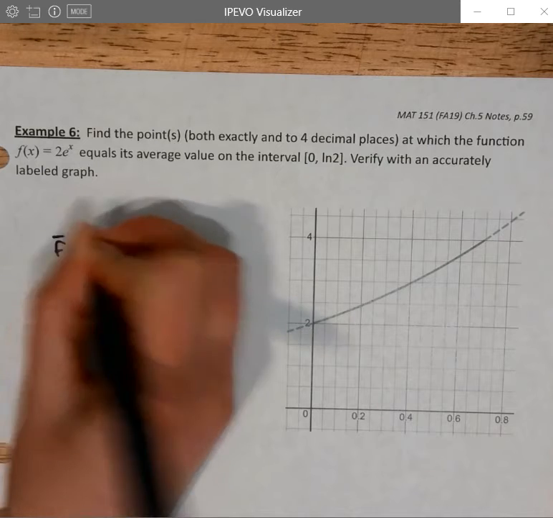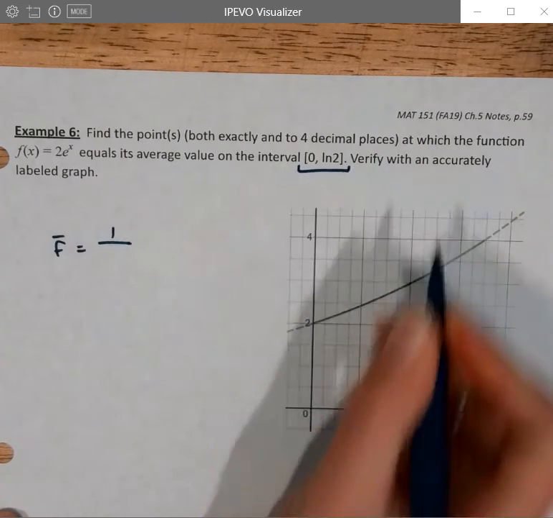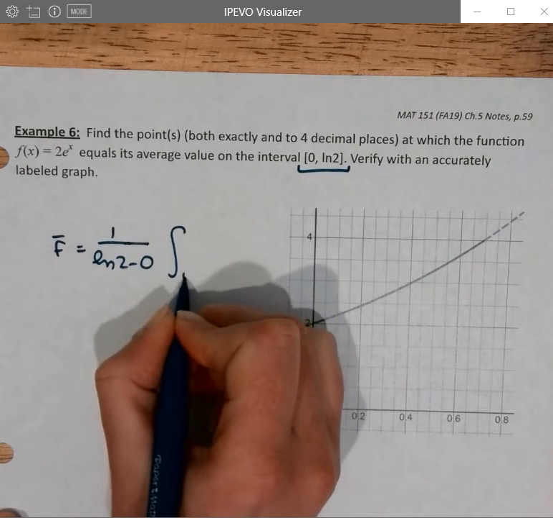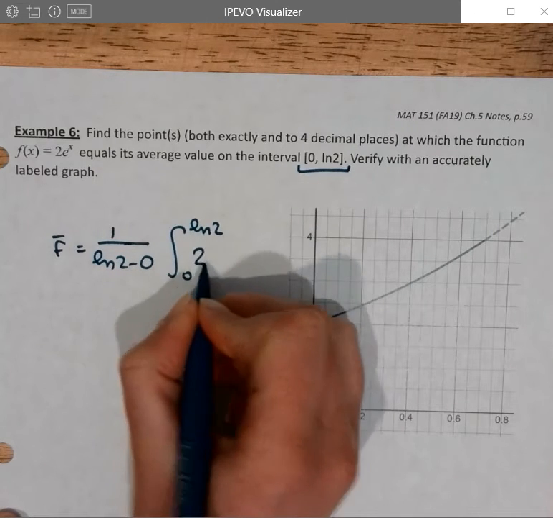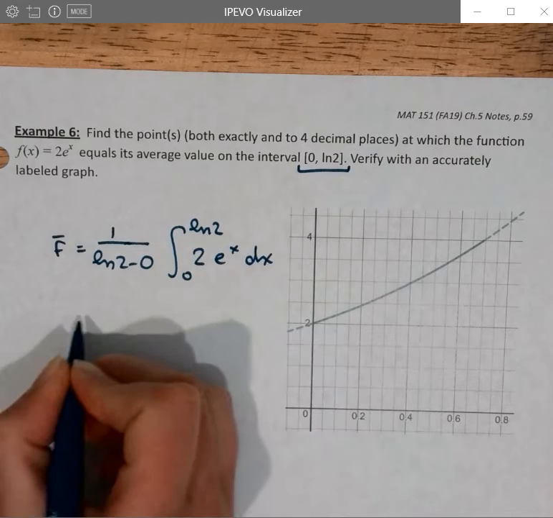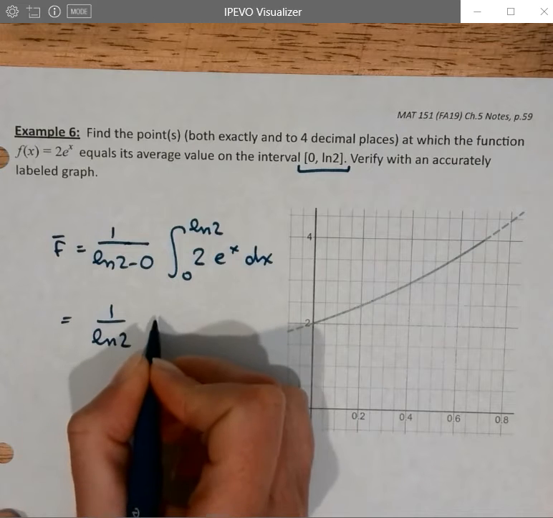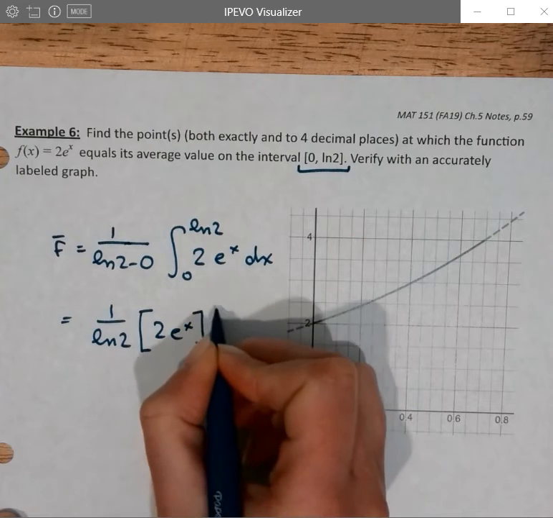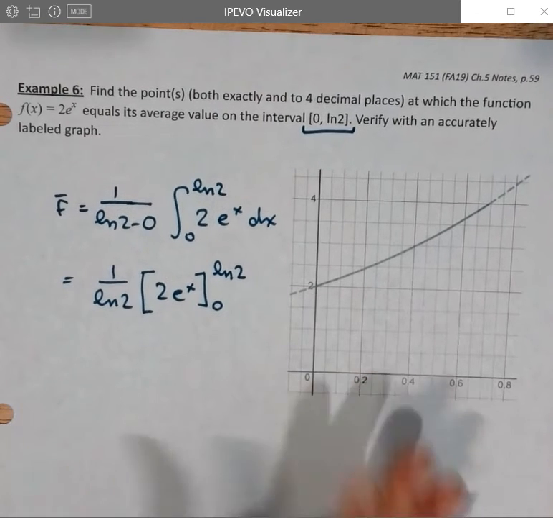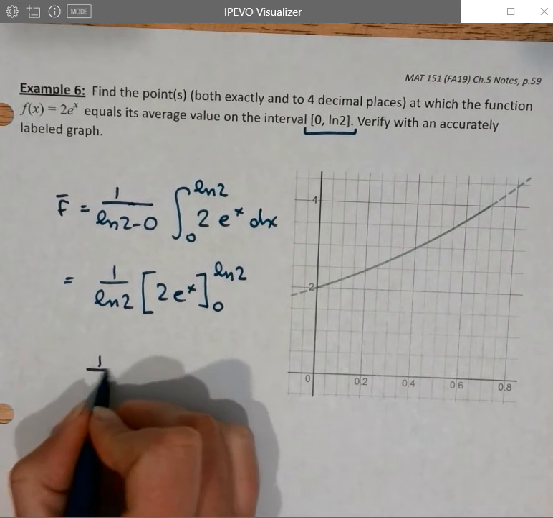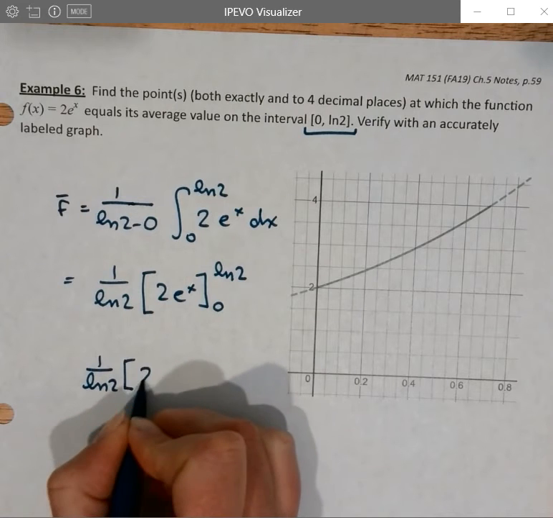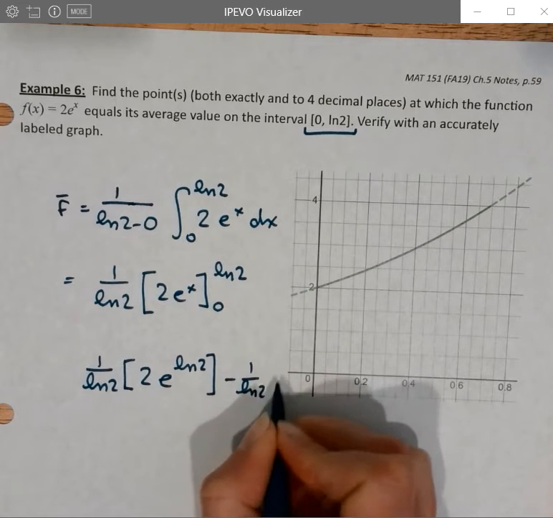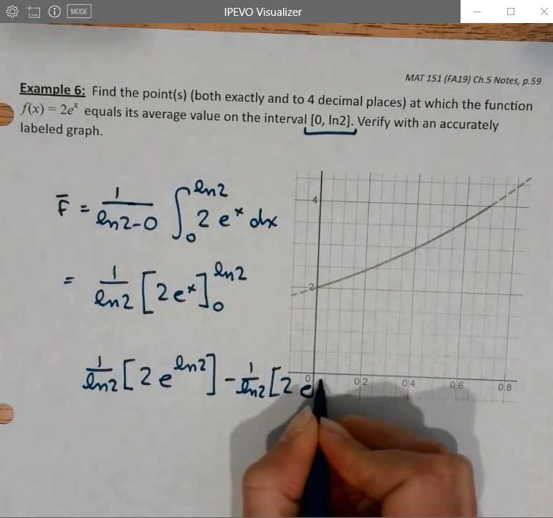The first thing we want to do is find the average value. My interval is 0 to natural log of 2, so the average value is 1 over the natural log of 2 minus 0, times the integral from 0 to the natural log of 2 of 2e to the x dx. I can integrate this right away. The integral of 2e to the x is 2e to the x, bounded between 0 and natural log of 2. So we're looking at 1 over the natural log of 2 times 2e to the natural log of 2, minus 1 over the natural log of 2 times 2e to the 0.